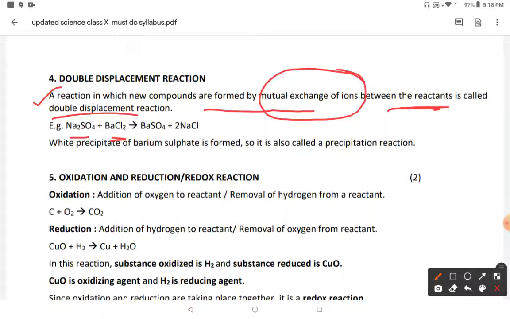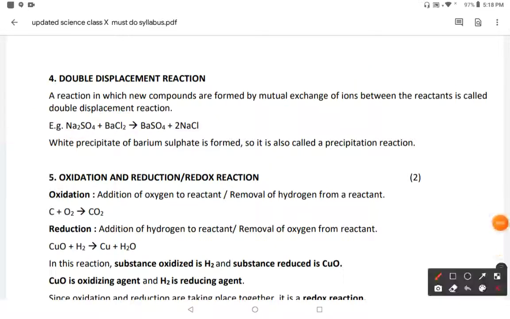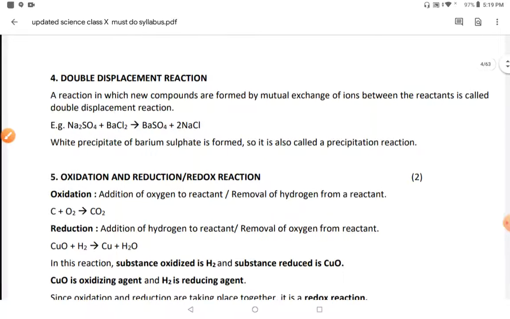There are two ions in each compound, positive and negative ions. For example, sodium sulfate contains sodium positive ions and sulfate 2 negative ions. Barium chloride contains barium and chloride ions. Then mutual exchange means positive shifted towards the negative and this negative shifted towards the positive. So they make barium sulfate and sodium chloride, and barium sulfate is a precipitate. So this reaction is called precipitation reaction.